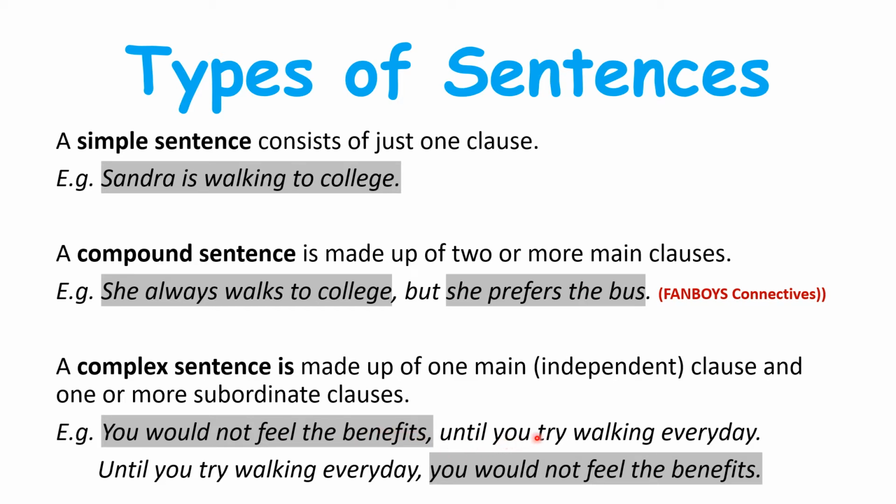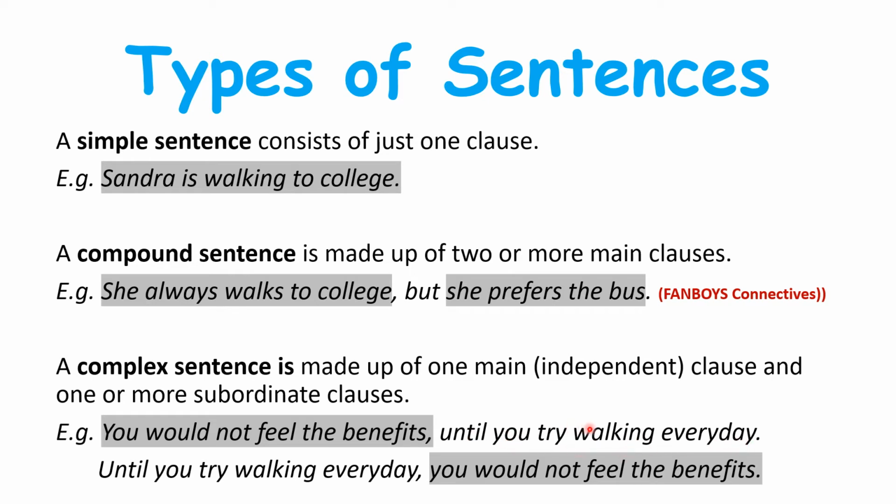You also have extra information that does not make sense unless you add it to the sentence that makes sense. So, you would not feel the benefits until you try walking every day. How do you know this is a complex sentence? It is complex because it contains one independent clause. So this is the independent clause that does not depend on any other sentence to make sense on its own. And here you have the subordinate clause, otherwise known as the dependent clause, until you try walking every day.